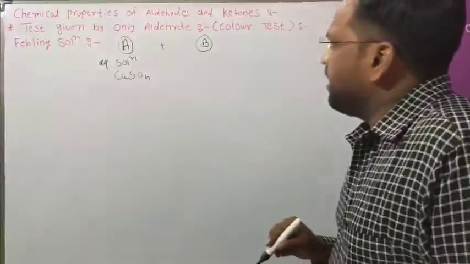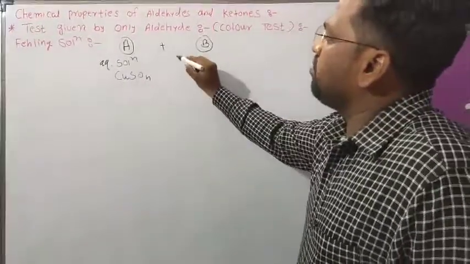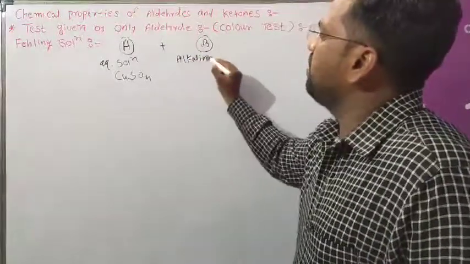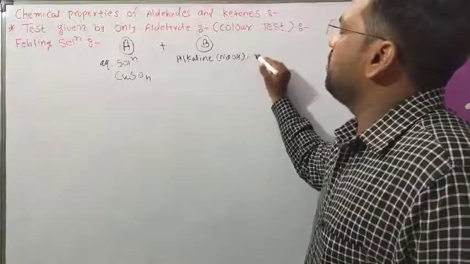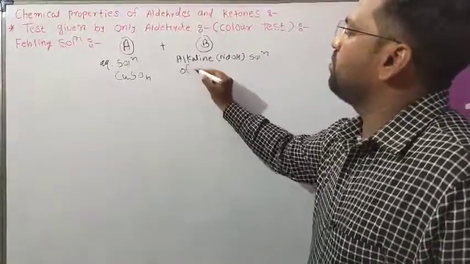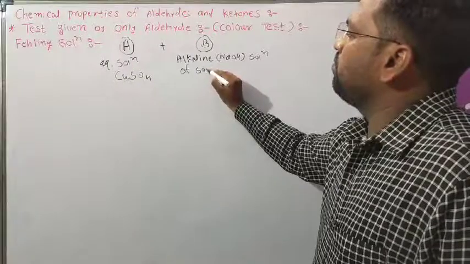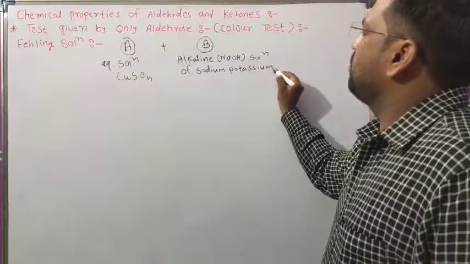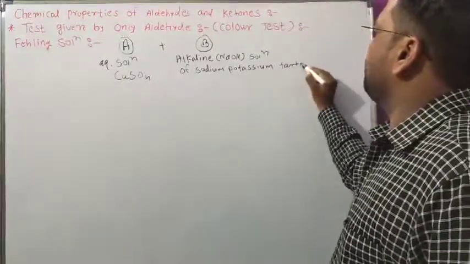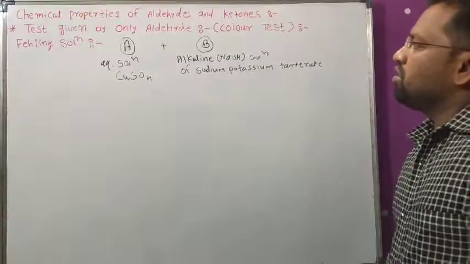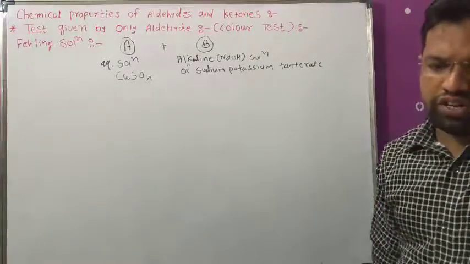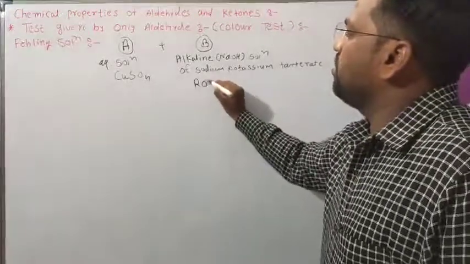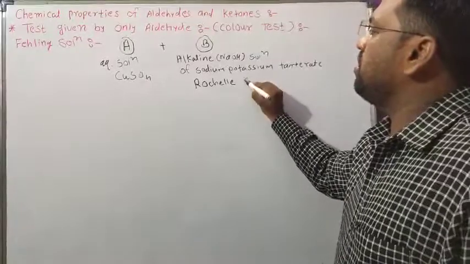Okay, so solution B contains an alkaline, that is NaOH, alkaline solution of sodium potassium tartarate. Now this alkaline solution of sodium potassium tartarate is also called Rochelle salt. It is also called Rochelle salt.